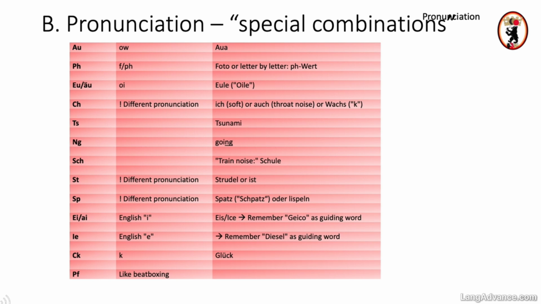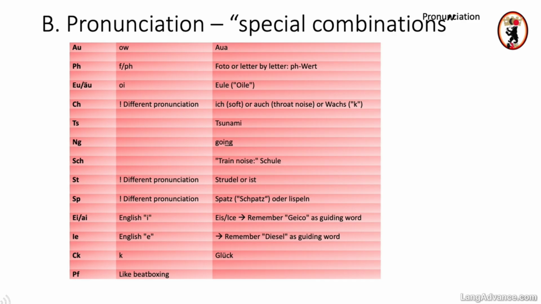Next, we have st. We either pronounce it as a train noise plus t or letter by letter. It's either Strudel, a super tasty cakeish dish, or ist, to be. SP follows the same logic. It is either train noise plus P or letter by letter. We have either Spatz, sparrow, or lispeln, to lisp.